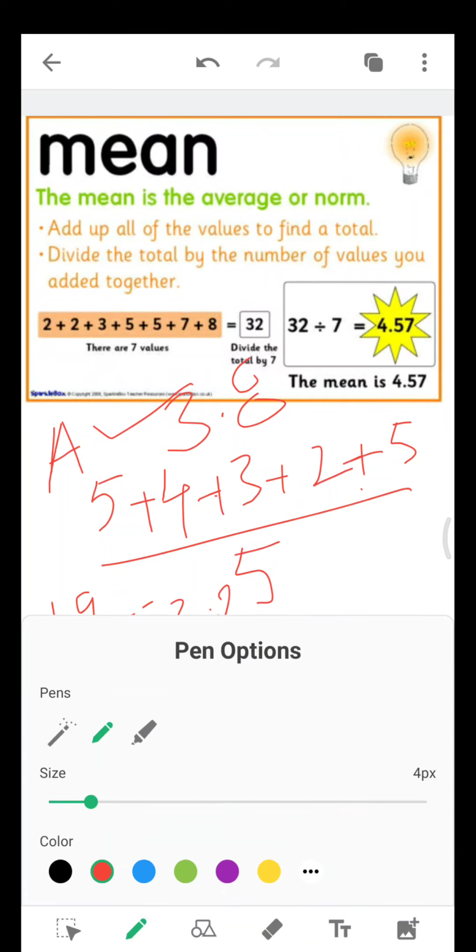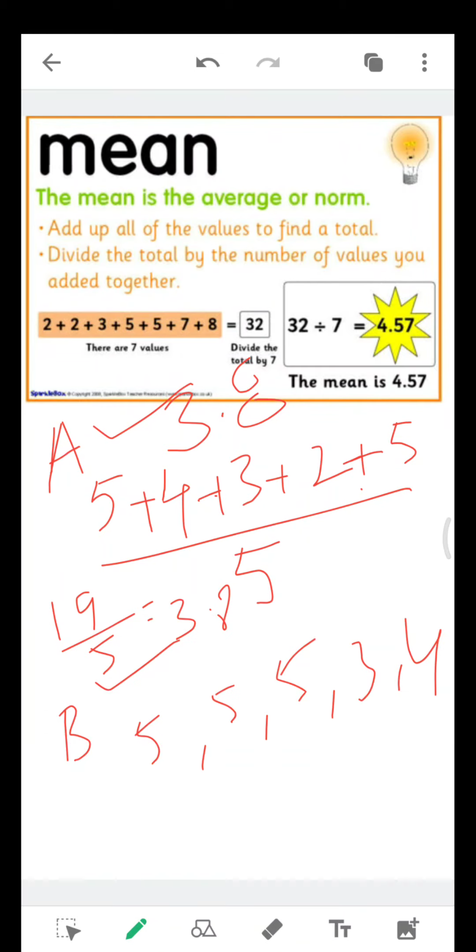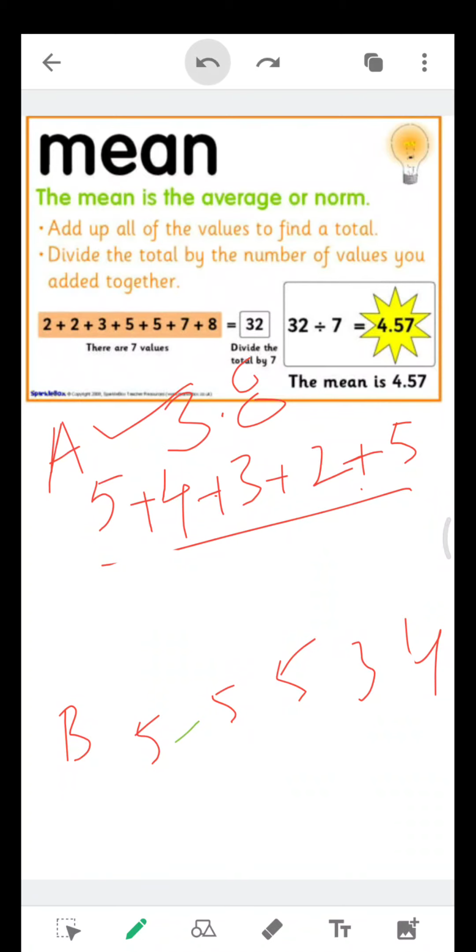Let's find the average of the next section. For section A it is 3.8. What is the average for the next section? For section B, I'll sum up all these observations.